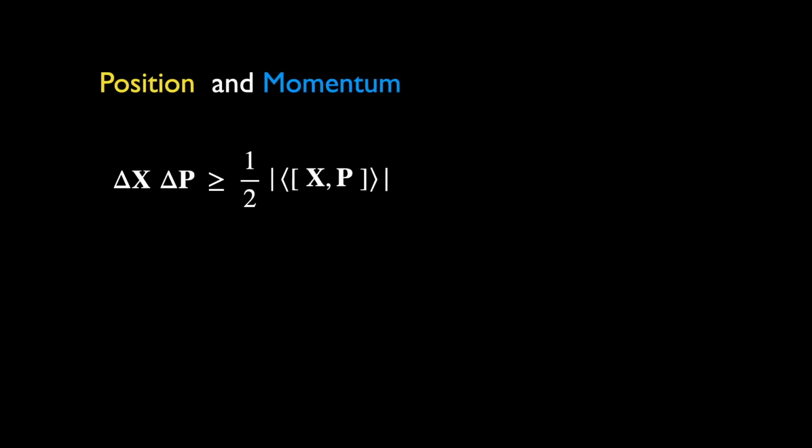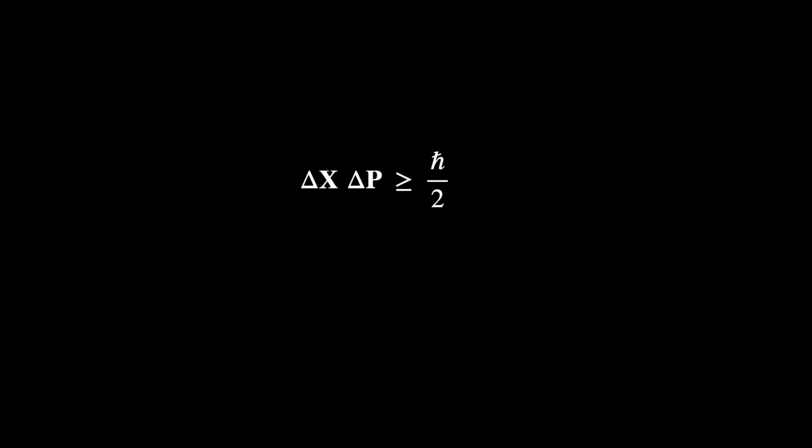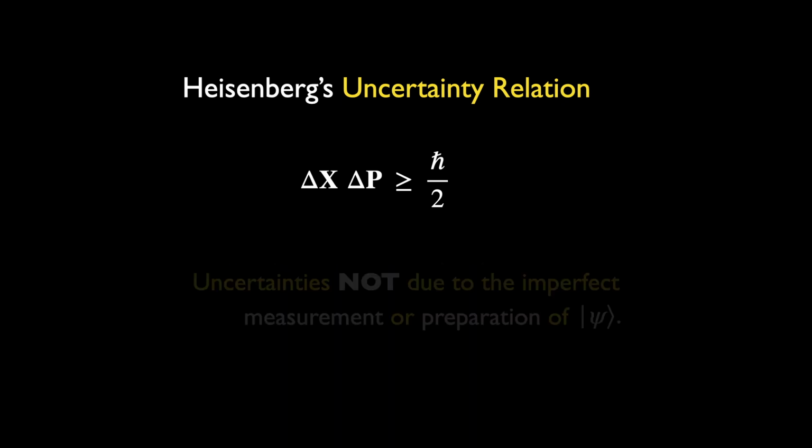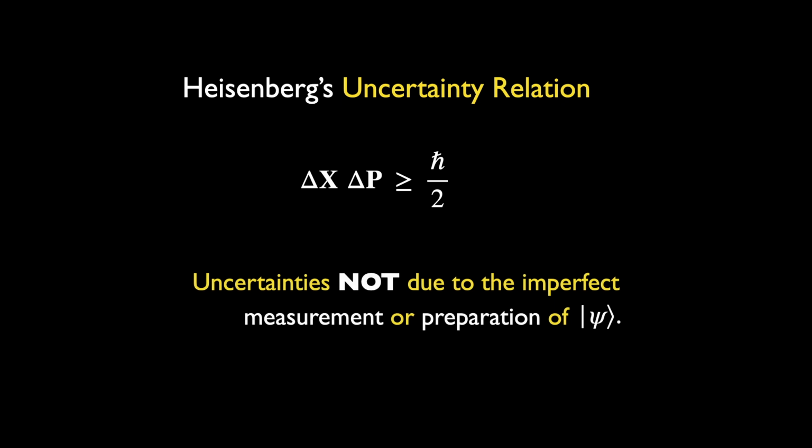Let's apply this to position and momentum. And we easily obtain Heisenberg's inequality. This holds for any normalized state and is a fundamental feature of position and momentum, and not simply due to the imperfect way with which the state is measured or prepared. This is often a great source of confusion for uncertainty relations in quantum mechanics.